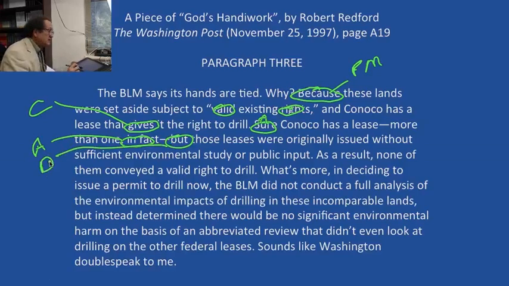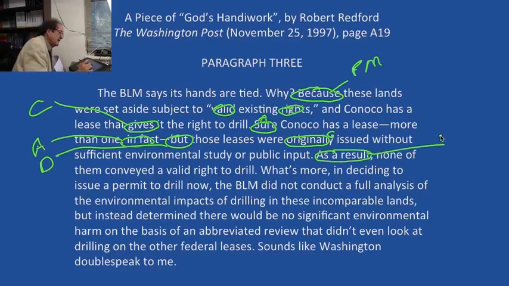Those leases were originally issued without sufficient environmental study or public input. Now you could think that originally is a guarding term because it's not saying that there never was sufficient environmental input, that is, environmental study or public input. It might have come later, just not originally, but again, that's not going to play any part in the argument itself. So it could be a guarding term, but you can mark it if you want. But as a result, the first 3 words of the next sentence, that's clearly an argument marker, and it's indicating that the sentence after it is a conclusion, so it's a conclusion marker.